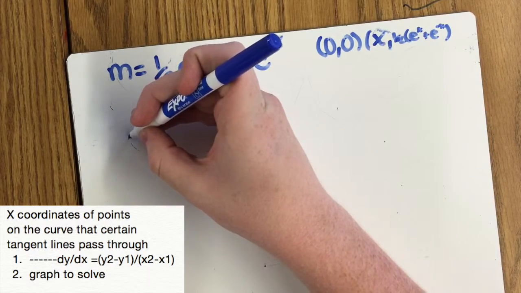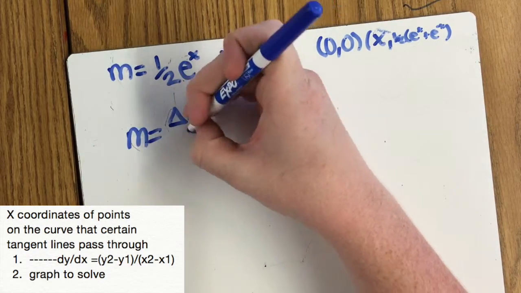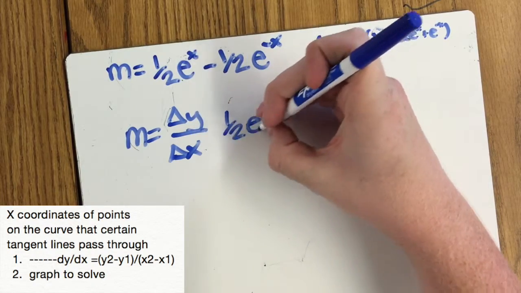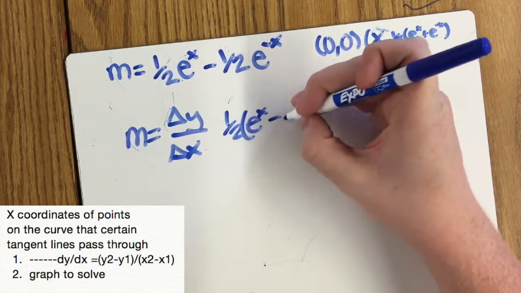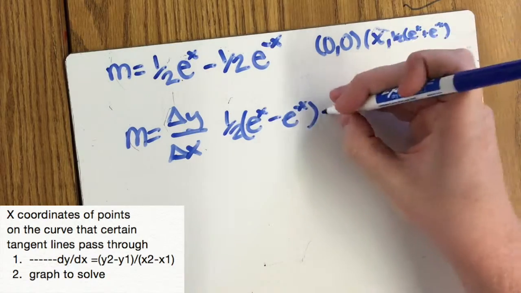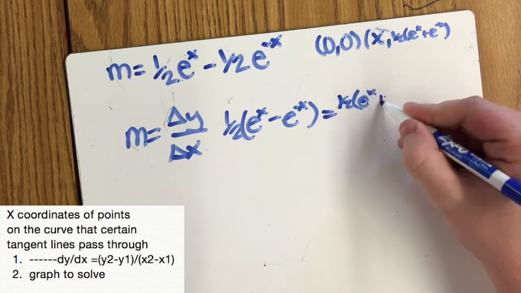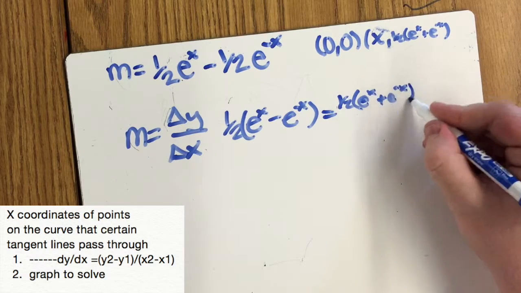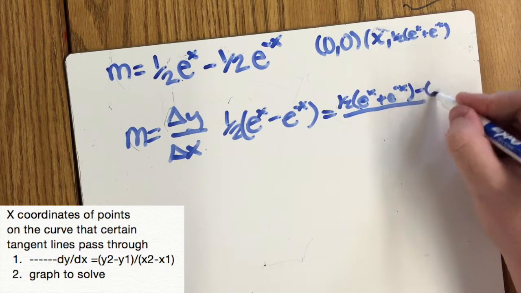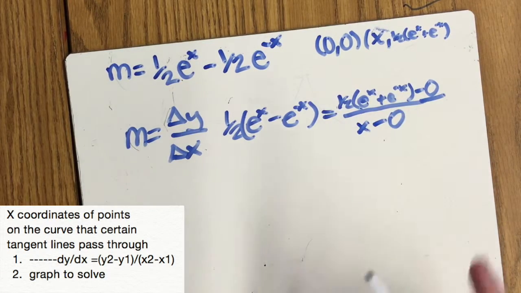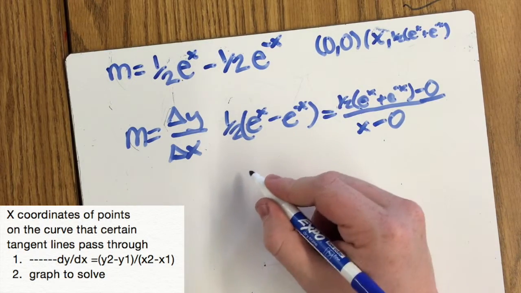And we will use the fact that the change in y over the change in x is equal to the slope. We set this equal to the derivative that we found in part 2 because we know that that is also the slope. And we know our y value is going to just be our equation from the beginning, while our x value is going to be x. So we find that the slope is equal to 1/2 e raised to the x plus e raised to the negative x minus 0 over x minus 0.